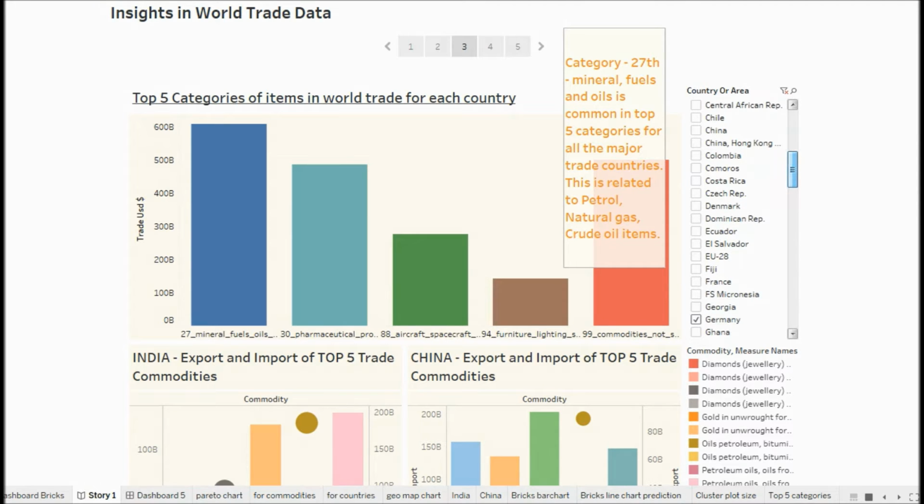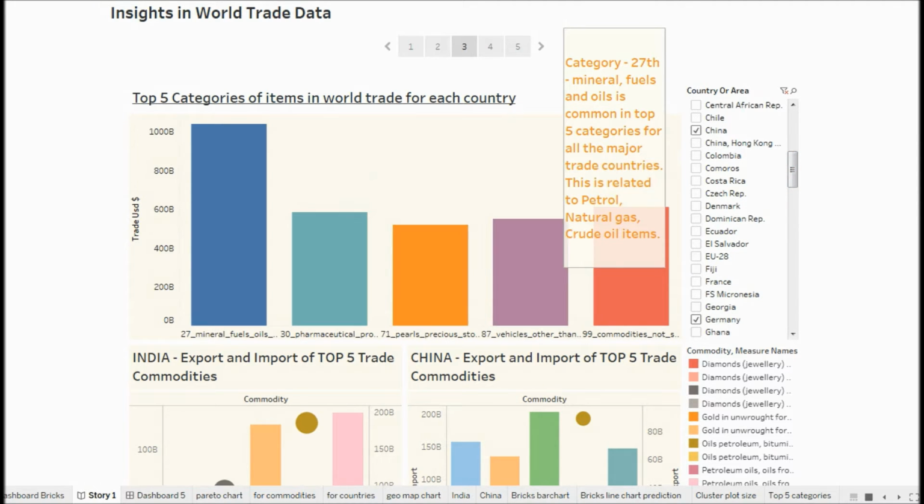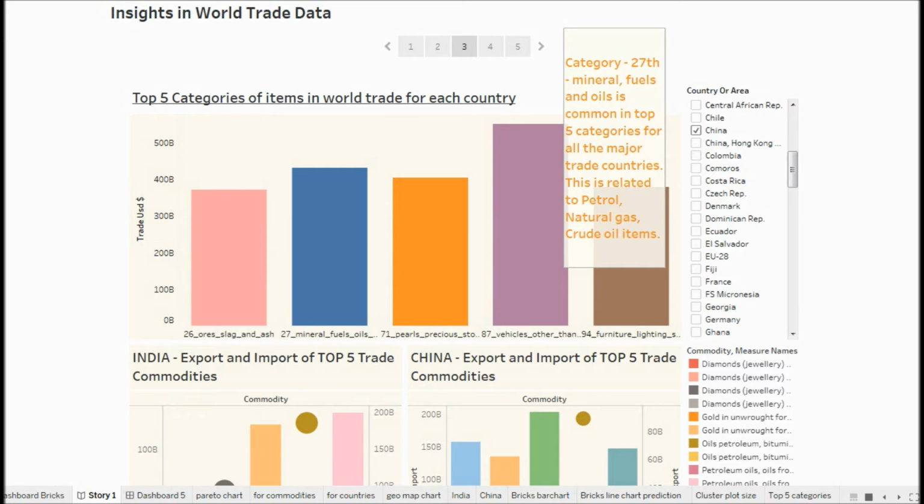And if we apply it for China also, then again the mineral fuel oil category is coming in the top 5 categories of items for China also. So here we found that this category is the most important item, and we will be following up on this category more. We will be getting more insights for this item.